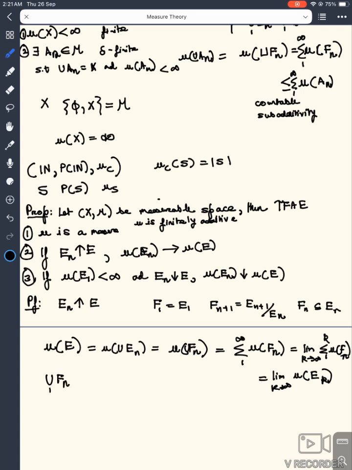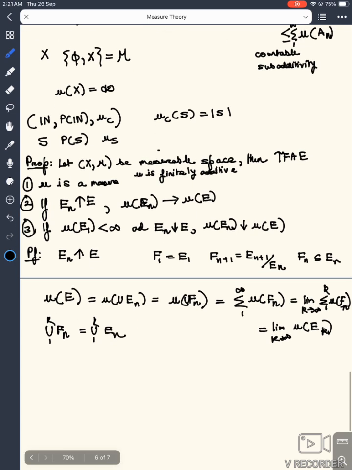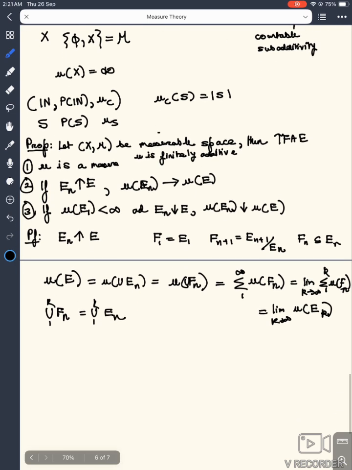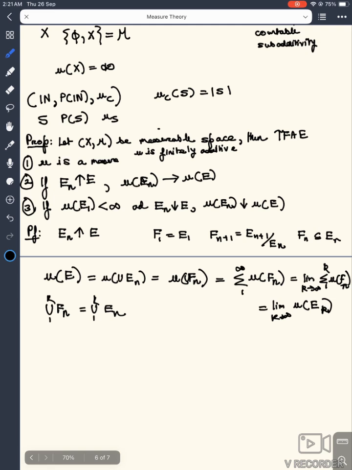2 implies 3 is quite easy. One thing I forgot to give in this lecture is a condition when it's not finite: continuity from above doesn't hold if all are infinite. That example I will give in the next lecture.